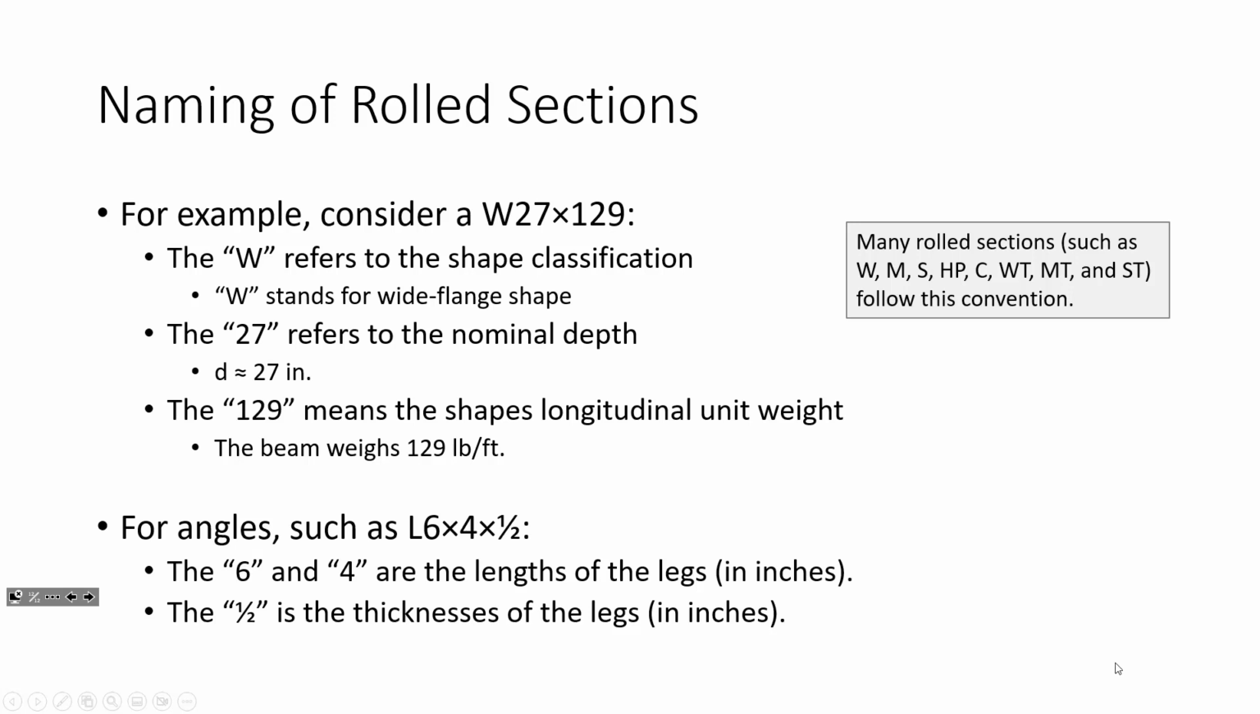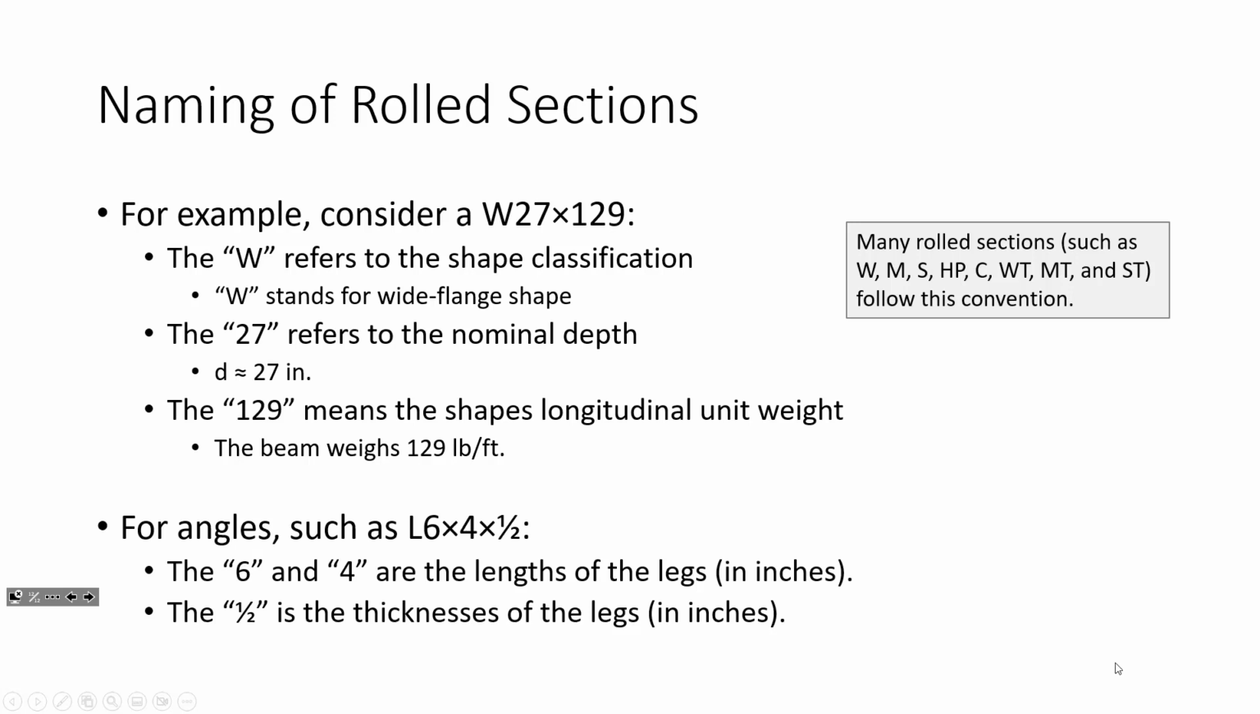So there's a W, okay? The W corresponds to what type of shape I'm looking at. So am I looking at a W shape, an M shape, a channel, a C shape, WT, ST, etc. Every shape in the manual has a classification to it, bless you. So most common shapes that we're going to be looking at are W shapes. So W is the shape classification.